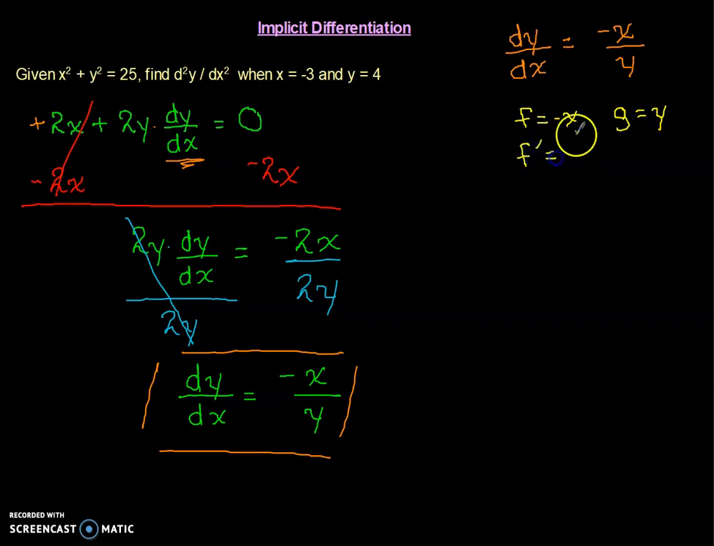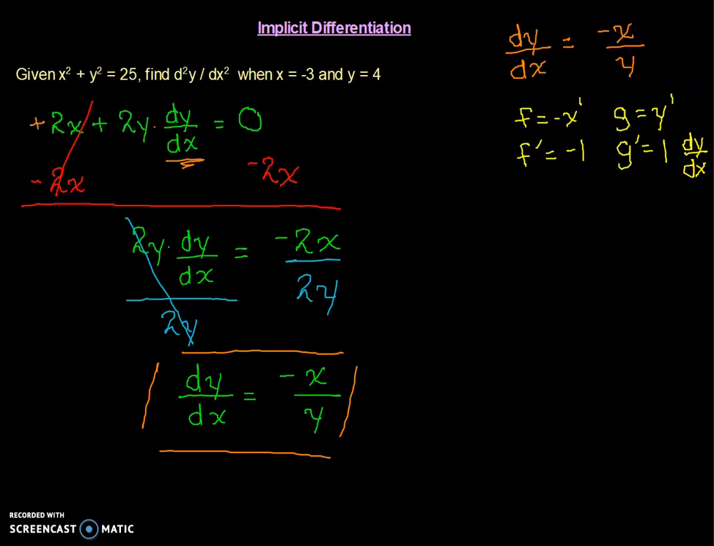Well, f prime, negative x would be negative 1 times 1, which would be negative 1. And then if I take 1 away from the power, it would give me x to the 0 power, which I don't need to write down. And then the derivative of y, again, 1 times 1 is 1, and I don't need to write y to the 0 power, so that would be 1. But since I derived y, I'll also note dy over dx.